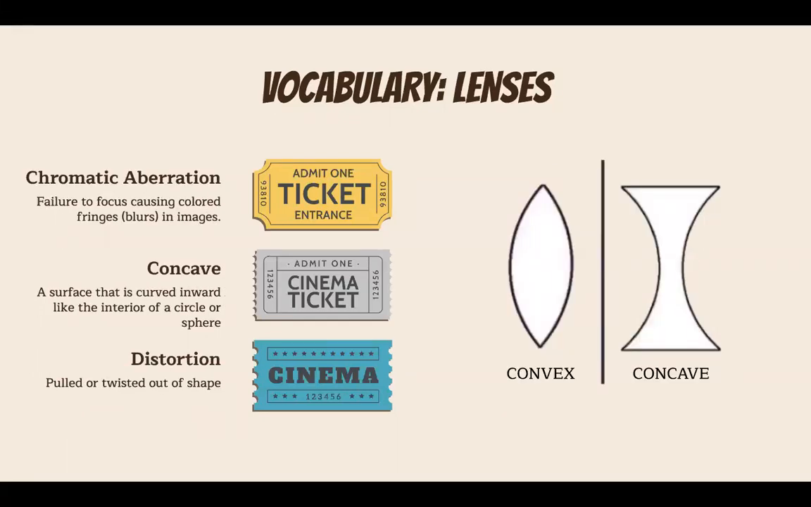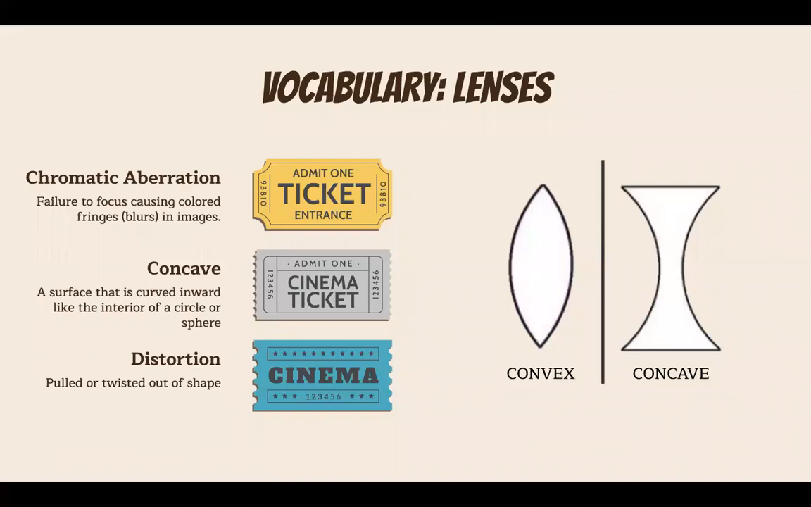Chromatic aberration has to do with the length of color waves. So blue waves are a different length than green waves, which are a different length than red waves when they pass through the light. You might have learned this in your science classes. So it causes a chromatic aberration, which is a failure to focus, causing colored fringes, or as I said, blurs. Fringe is like this, but to me, it's just a blur in an image.